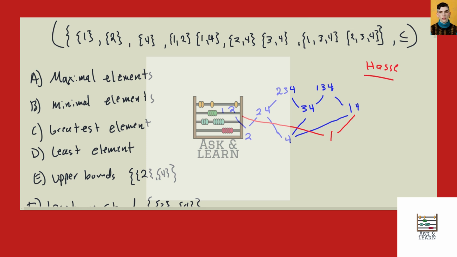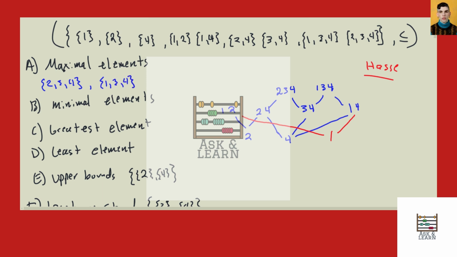All right, so now let's see if we have any maximal elements. So remember, a maximal element in the Hasse diagram is going to be something that has nothing above it. Or in other words, there are no sets that contain it in this sense. Well, let's see. 2, 3, 4 doesn't have anything above it, so we can go ahead and write that. So I'll actually write these as the sets now. 1, 3, 4 doesn't have anything above it. And notice 1, 2 doesn't have anything above it. So those are going to be our 3 maximal elements for this.